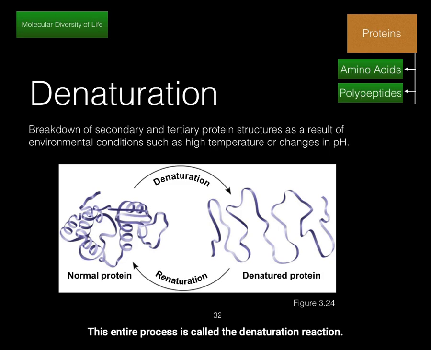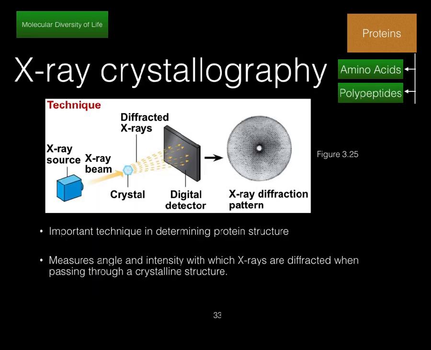This entire process is called the denaturation reaction. You can denature proteins with pH, high temperatures, and certain chemicals. Denaturation is reversible, and a primary structure can undergo a renaturation reaction to form its secondary or tertiary structure. So how can we determine what the secondary, tertiary, and quaternary structures of a protein are? And why should we want to know what these structures are? We need to understand structures of proteins to better understand their function.